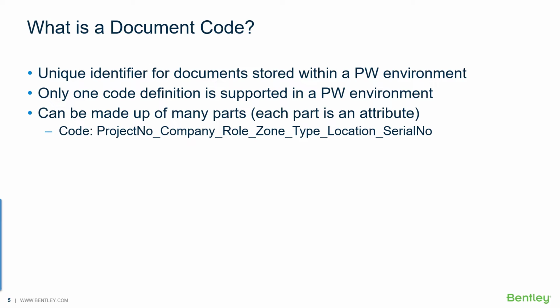So if we look at this example code, the code is multiple parts, in this case 7. We're using a project number, company, role, zone, type, location, and a generated serial number to represent the document code. We're also using underscores as a delimiter to separate the parts of the document code. This would be a real-world example of this particular code.